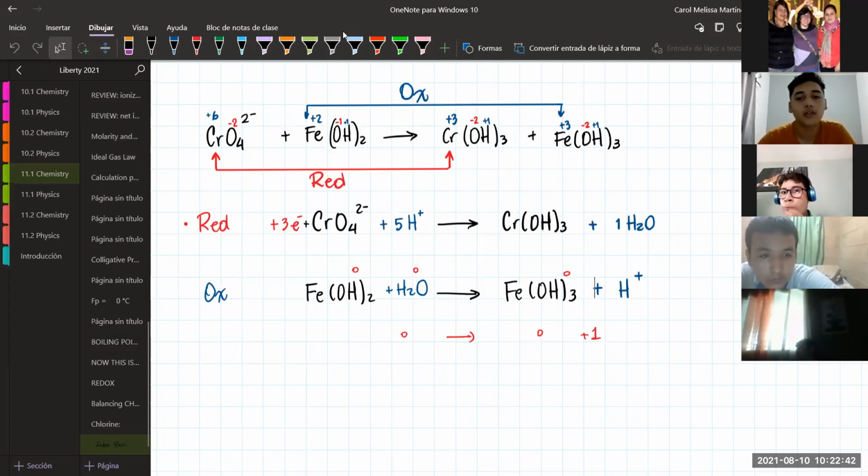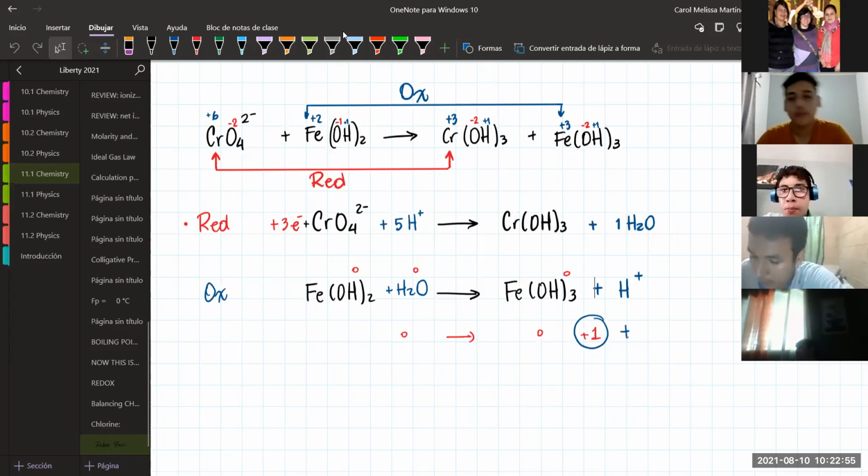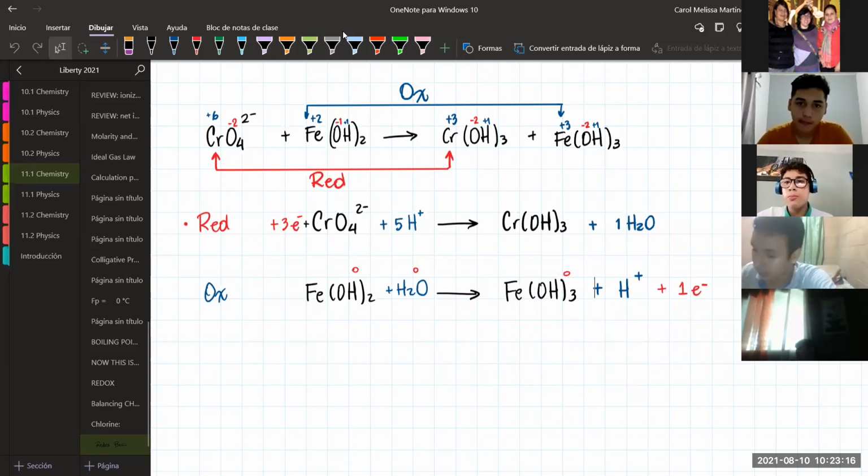In the product. And because you have a charge of +1, that means that you will need to add the same amount of electrons. So plus 1 electron that has a charge of -1. So 1 minus 1 is going to give you 0, and 0 equals 0 means that it's balanced. So in other words, here you need to add your number of electrons. 1 electron, and it's going to be balanced. Not just the elements, but also the charges.